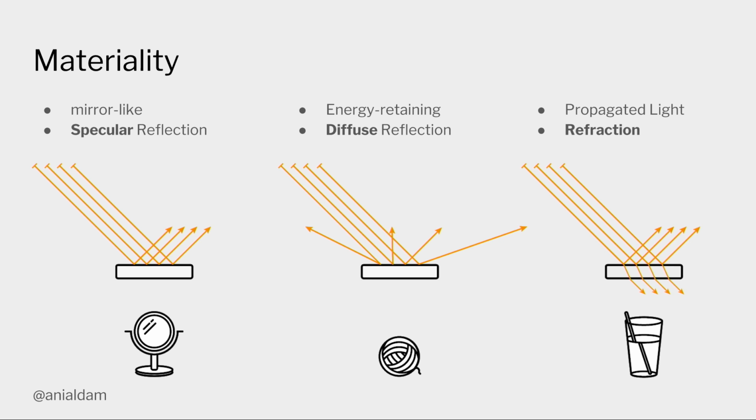And you have propagated light. So if you have a material like glass or water, the light will not only reflect off the surface, but it will actually also transmit through the solid.